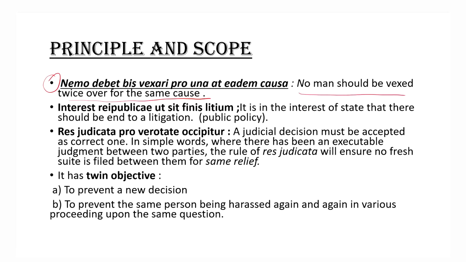So the first is no man should be vexed twice for the same cause. Can you disturb the same person for the same cause of action twice, when the matter has already been decided? I do not think there should be a subsequent matter. That is why section 11 bars the trial, while section 10 stays the subsequent suit. This is the difference between section 10 and 11.